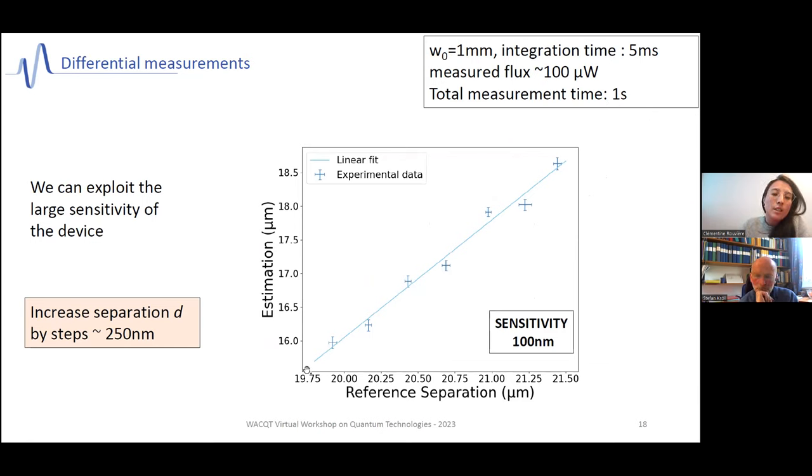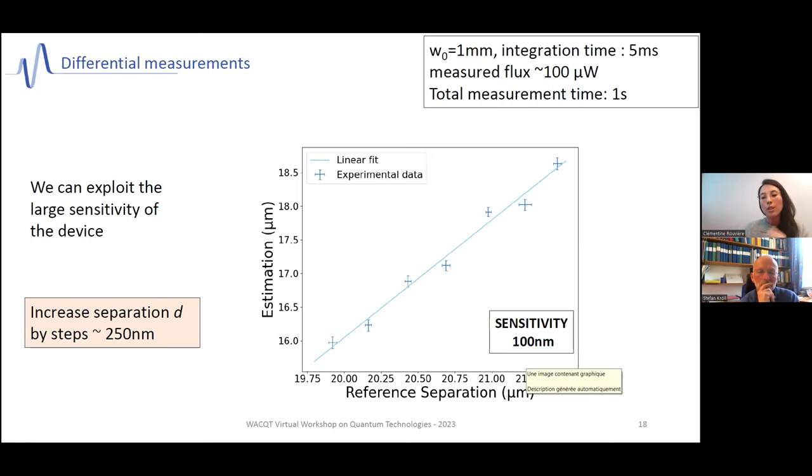So this is the kind of results that we can have. You see a plot of the estimation as a function of the reference separation. So here it was for a separation of about 20 microns. And what we did is that we displaced one of the two sources by about 250 nanometers. And we can see that we have a clear linear behavior for our setup with a sensitivity that is about 100 nanometers.